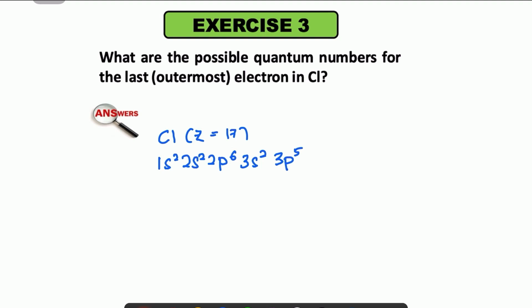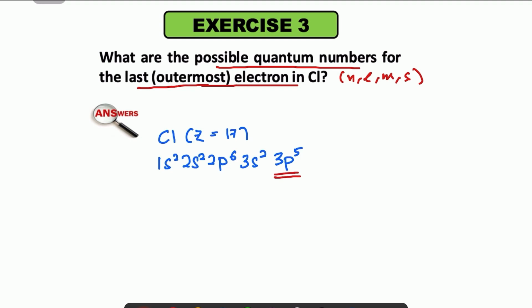So it asks you to give the possible quantum numbers. Possible quantum numbers refer to the combinations of n, l, m, and s for the last, outermost electron in chlorine. So for the last outermost electron in chlorine, we refer to the electron in orbital 3p.